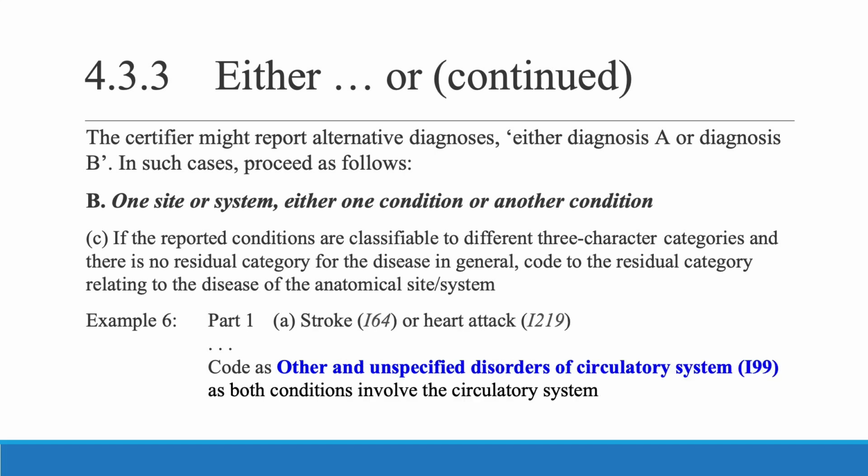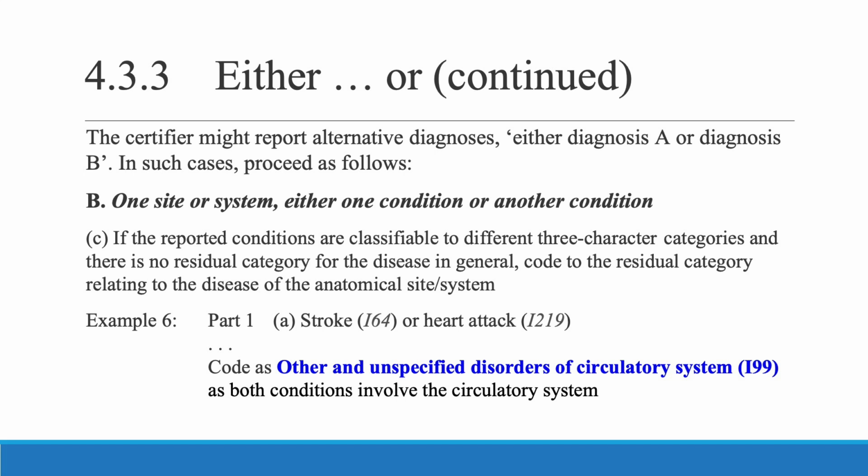Continuing, in our examination of instructions on how to resolve situations where the certifier has reported alternative diagnoses, either diagnosis A or diagnosis B. Instruction C, either one condition or another, different anatomical systems. When different diseases or different anatomical systems are reported as either or, code to other specified general symptoms and signs, R68.8.